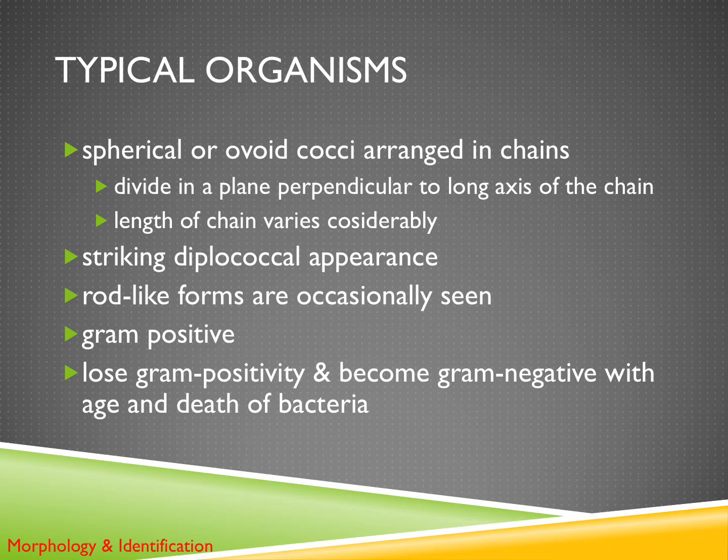The typical organisms are spherical or ovoid cocci arranged in chains. They have a striking diplococcal appearance. Occasionally, rod-like forms are seen. They are gram-positive, although they may lose the gram-positivity and become gram-negative with age and death of the bacteria.